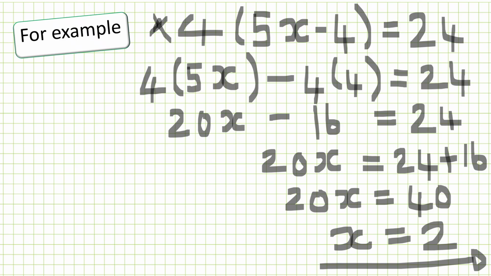Then if we carry on, 4 multiplied by 5x is 20x. 4 multiplied by 4 is 16, and the sign was minus.